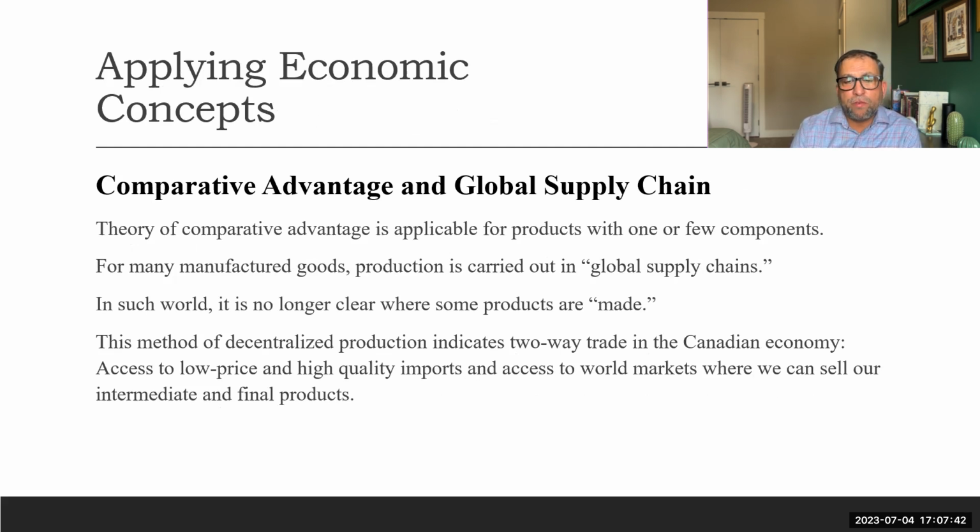saying that for many manufacturing goods, production is carried out in a global supply chain, and in such a world, it is no longer clear where some products are made.